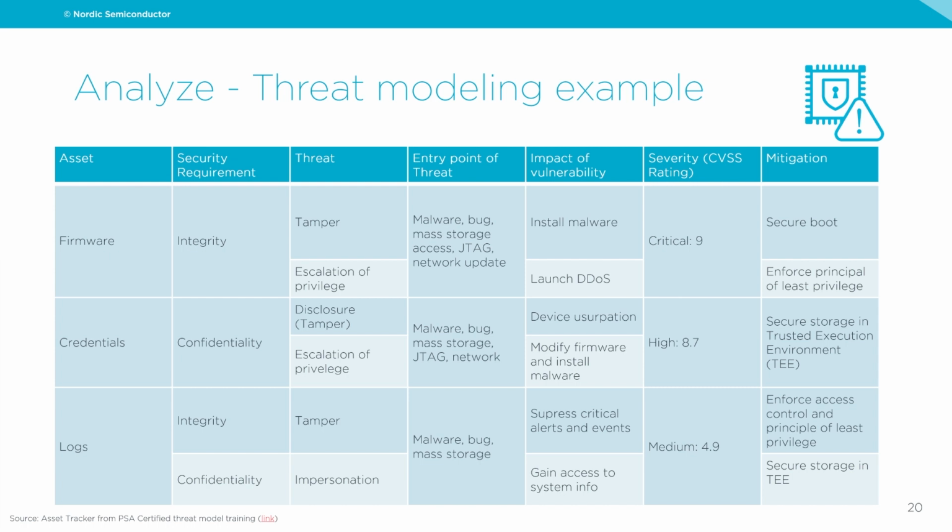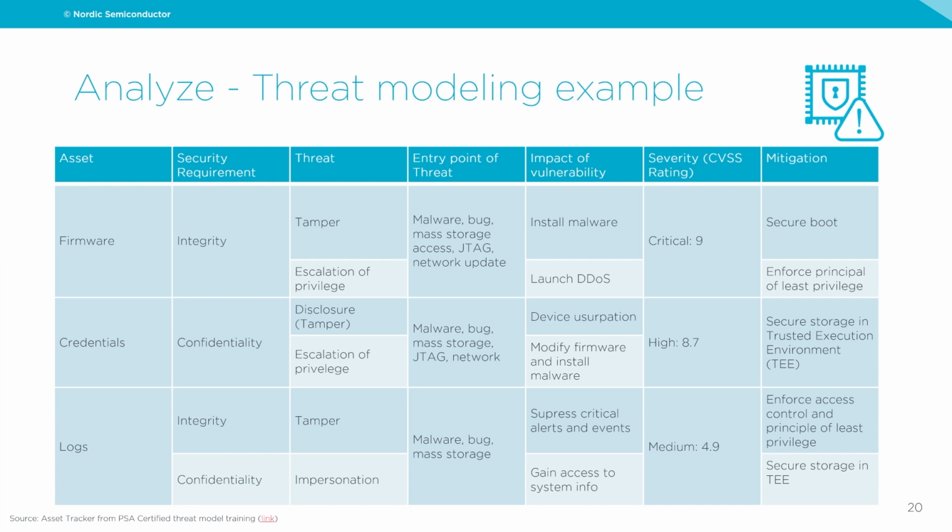So here we have listed the assets on our device that we want to protect. Then we have the security requirements for those assets, and the threats against the assets. We have the entry points, or potential entry points, of the threat, the impact of that vulnerability, and the severity following the CVSS rating. CVSS stands for Common Vulnerability Scoring System, and it provides a numerical representation from 0 to 10 of the severity of an information security vulnerability. And lastly, we have the mitigation against the threat on each line.